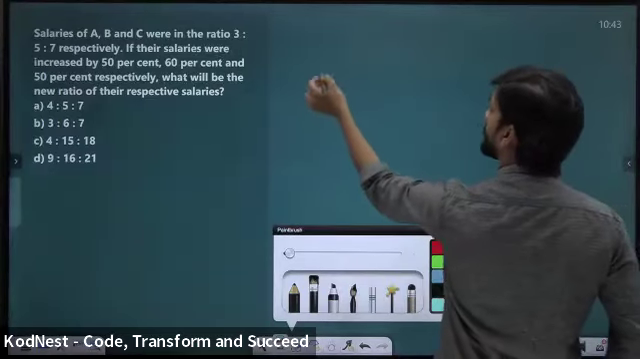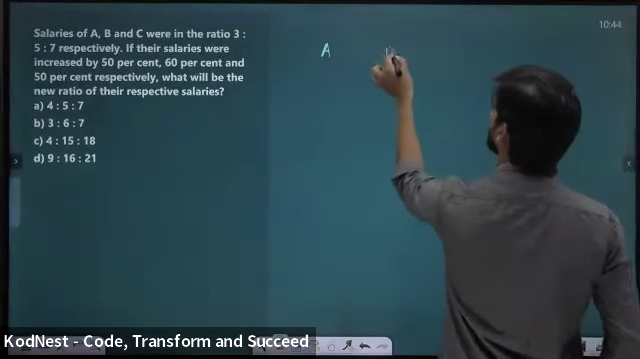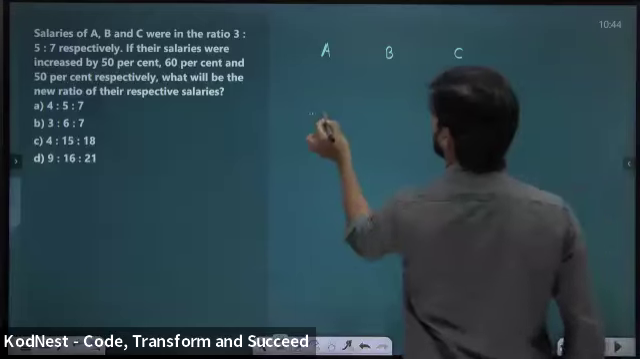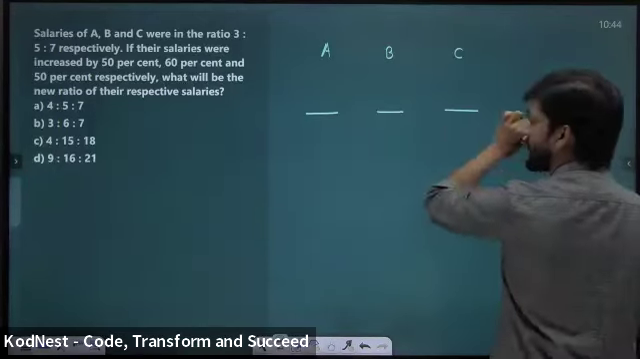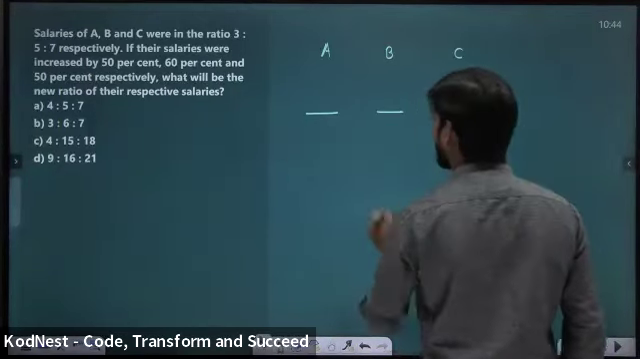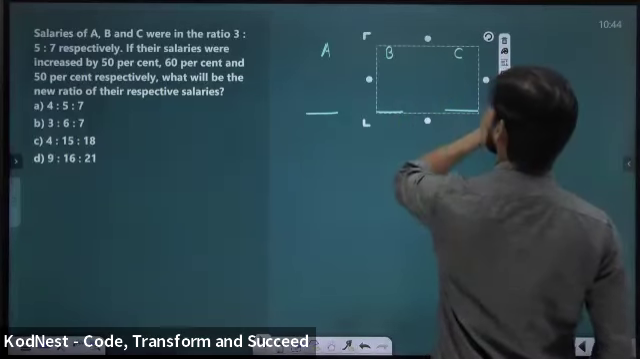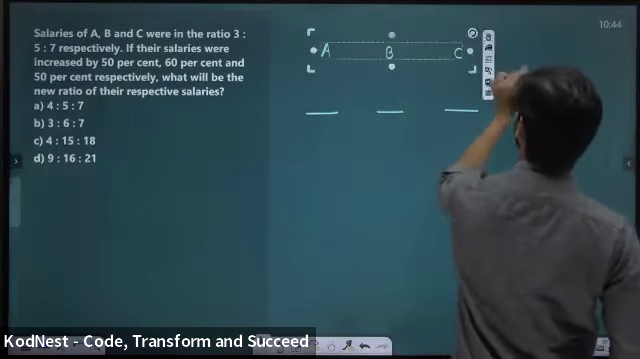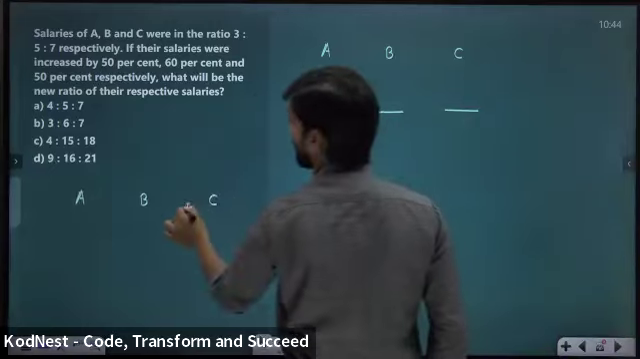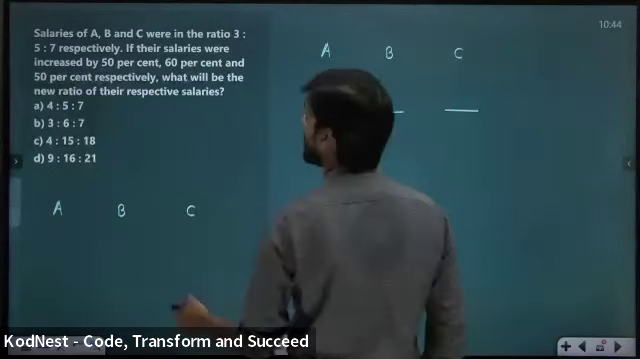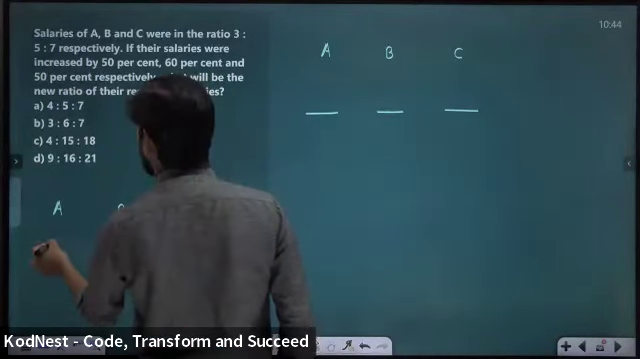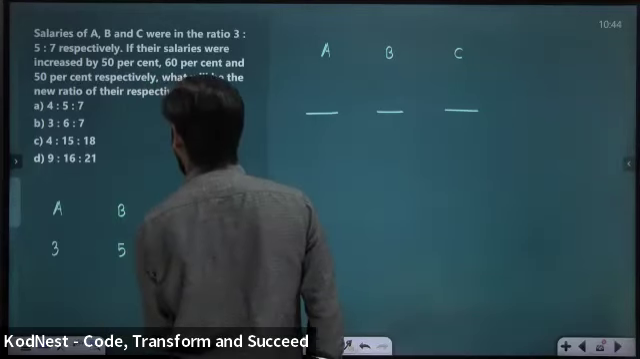All right, three persons are there: A, B, C. I don't know their salaries, but I know their salary ratio. Their salary ratio is given as 3, 5, 7.